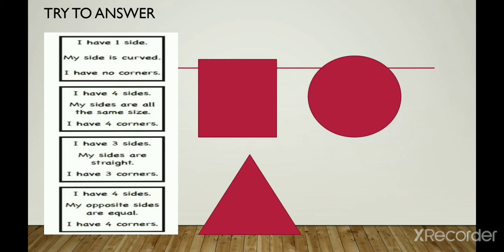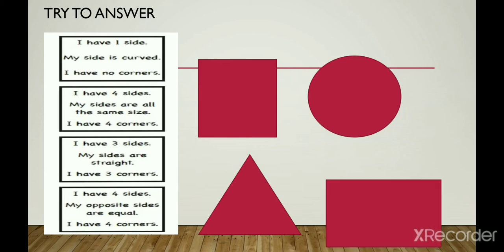Now coming to the next, I have 4 sides and my opposite sides are equal. So this is possible only in a rectangle where the opposite sides are equal. And in case all the sides are equal, then it is a square.